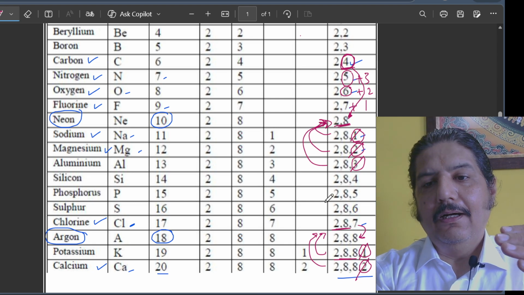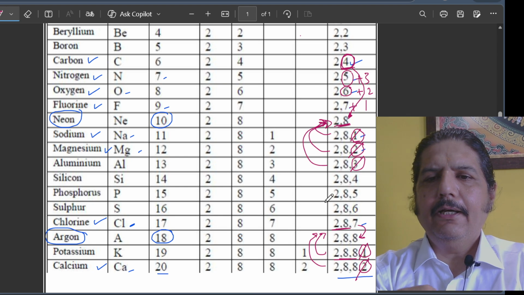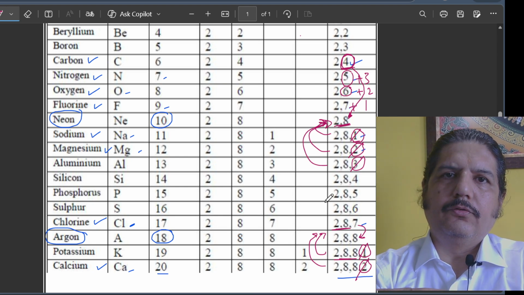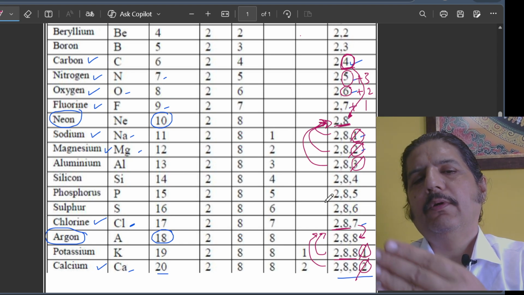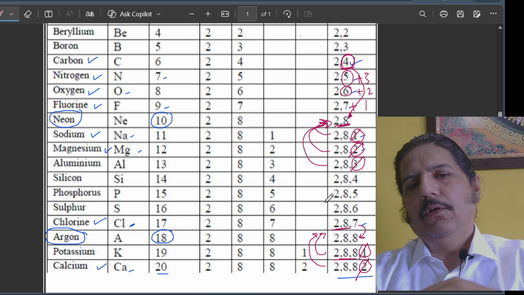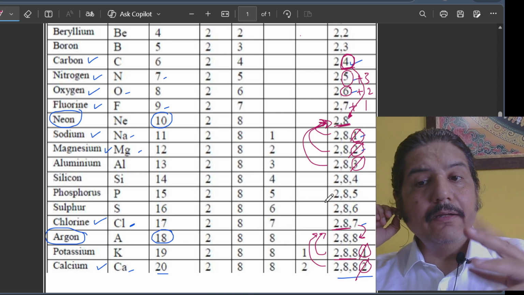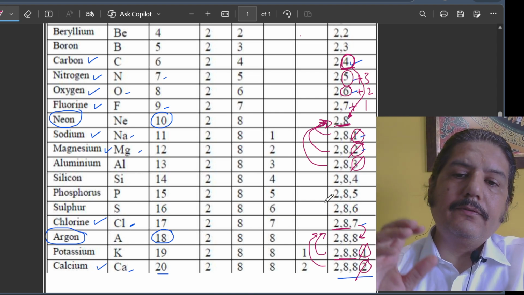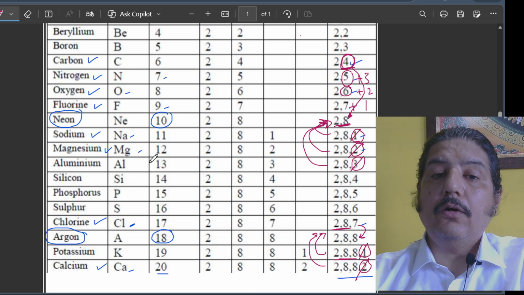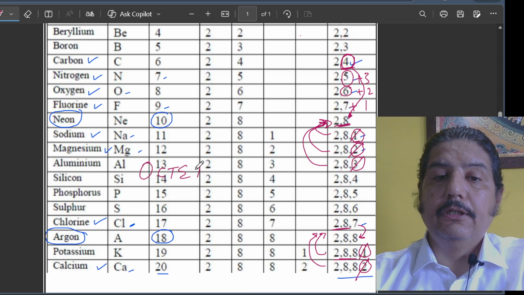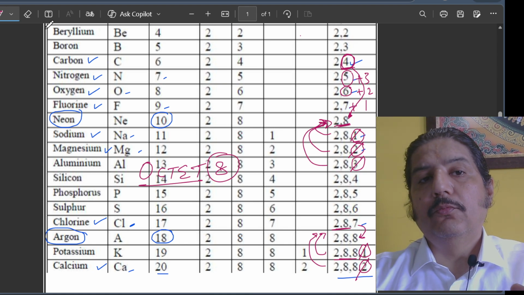Potassium, calcium, how can they be like argon? They can be like argon by losing 1 and 2 electrons. Yeah. So phosphorus, sulfur, chlorine, they want to be like argon. They want to be like argon by gaining 1, 2, 3 electrons. So that they have what would be written in your book as an octet configuration. Octet configuration. Octet implies 8, which implies 8 electrons in the outermost shell.